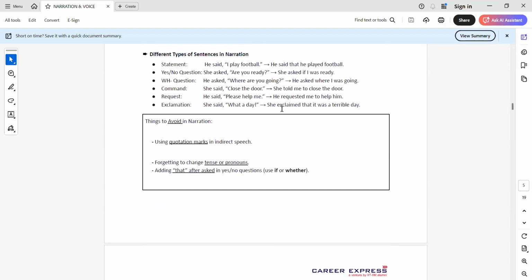In questions, there's one more rule. If it is a yes or no question, or any question without a WH word, then instead of "that" with the reporting verb "asked", you have to add "if" or "whether". And if that doesn't suit, then you can directly put the question's WH word.